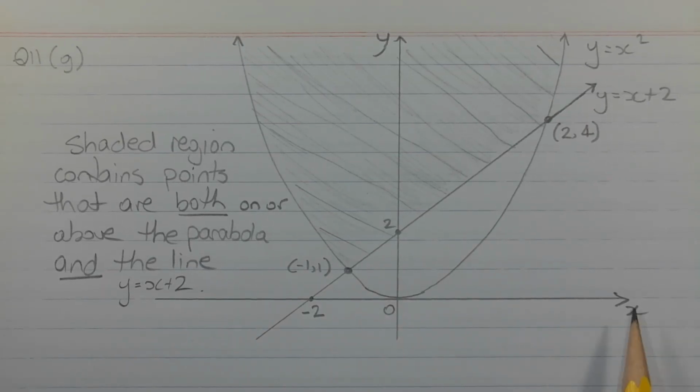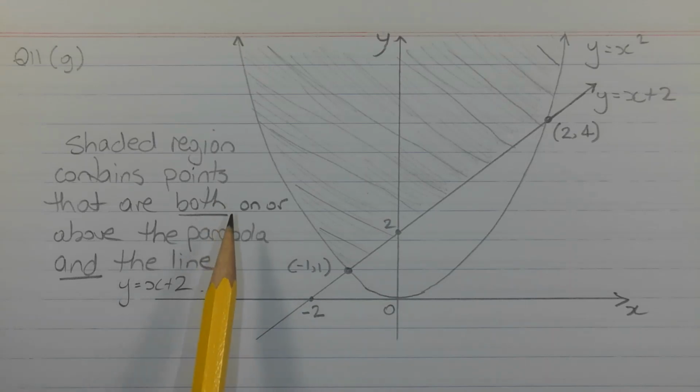Make sure also that the axes are properly labelled and draw the axes with a ruler. So here's the x-axis, here's the y-axis. Now the shaded region contains points that are both on or above the parabola and the line y equals x plus 2. In other words, both conditions have to be satisfied simultaneously.